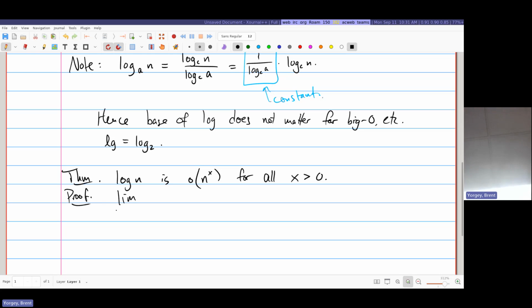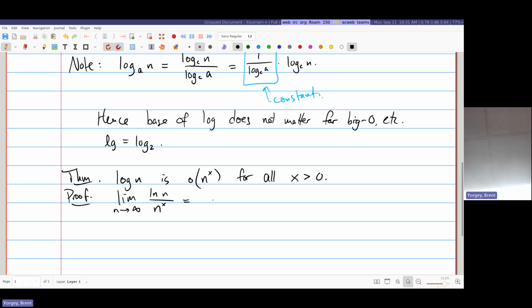So the limit as n goes to infinity of, and actually I'm going to use natural log because the base doesn't really matter, over n to the x. If you plug in n for both, you get infinity over infinity, which is indeterminate. We can use L'Hopital's rule. If you recall that, that's where you take the derivative of both the top and the bottom, and somehow magically it still has the same limit. I don't remember why.